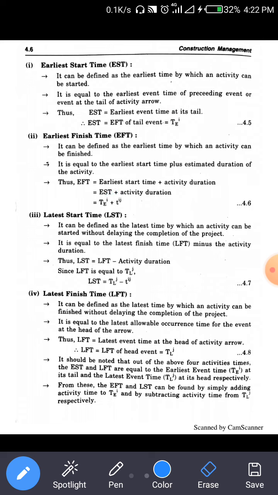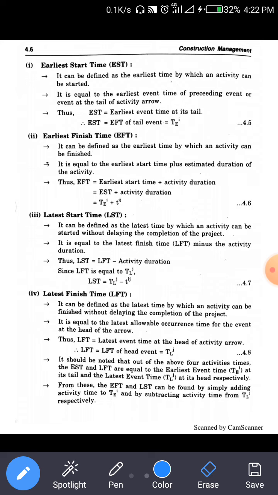Next is the latest starting time. LST can be defined as the latest time by which an activity can be started without delaying the completion of the project. It is equal to the latest finish time minus activity duration, LFT minus activity duration. So TLj minus tij is the equation for LST, the latest starting time. Now another is the latest finish time.